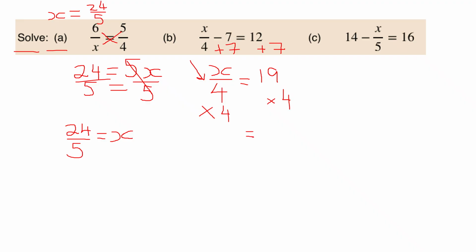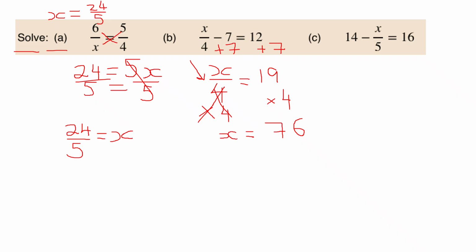You double it and then you double it again. So double 19 is 38. Double 38 is 76. So 19 times 4 is 76. And on the left hand side, these 4s cancel. We get x equals 76.